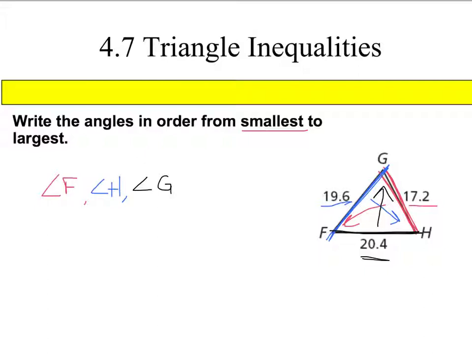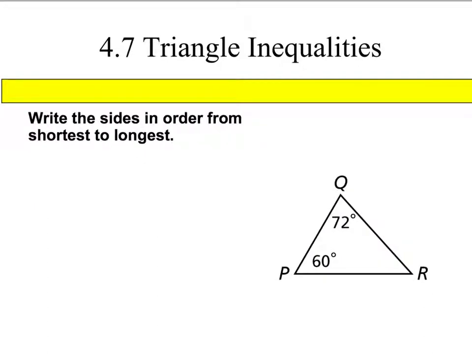Okay, here we go. Let's try. It says write the sides in order from shortest to longest. Now we're given angle measures, but now we need to figure out the shortest and the longest sides. But first, we are missing something. What are we missing? We're missing angle R. So figure out which sides are the shortest and which side is the longest based on the information you are given.